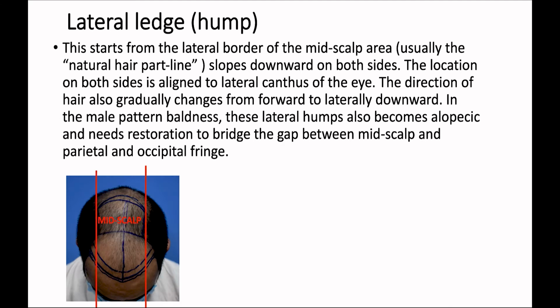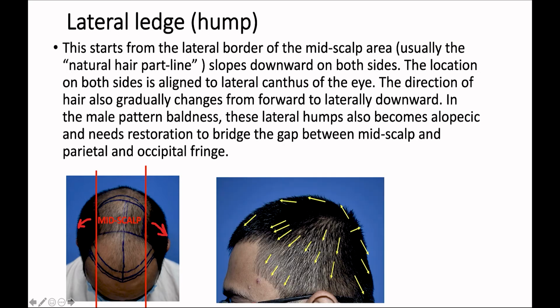These are the borders made by the parietal fringe or the lateral hump or lateral edge, and these are aligned to the lateral canthus of the eye. So these are the lateral border of the mid-scalp, and the hair in the lateral humps slopes down, and anteriorly they also change the direction like this.